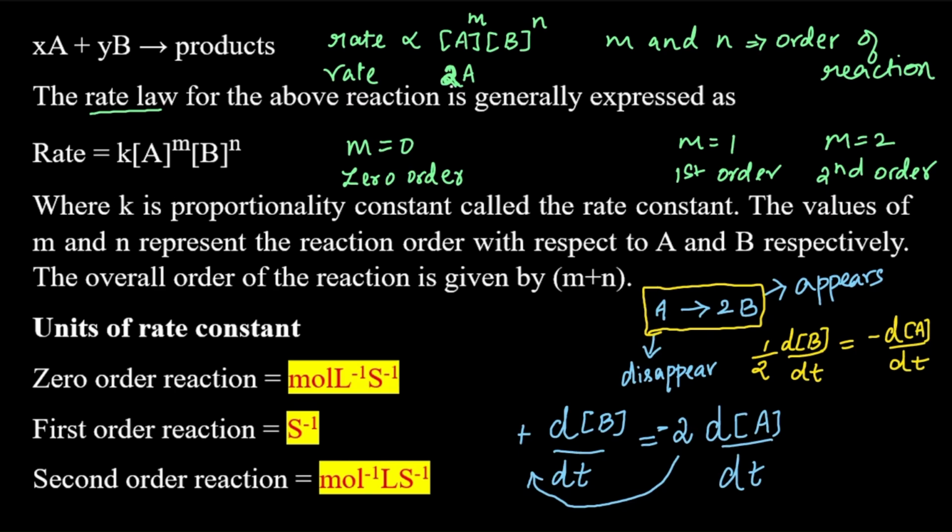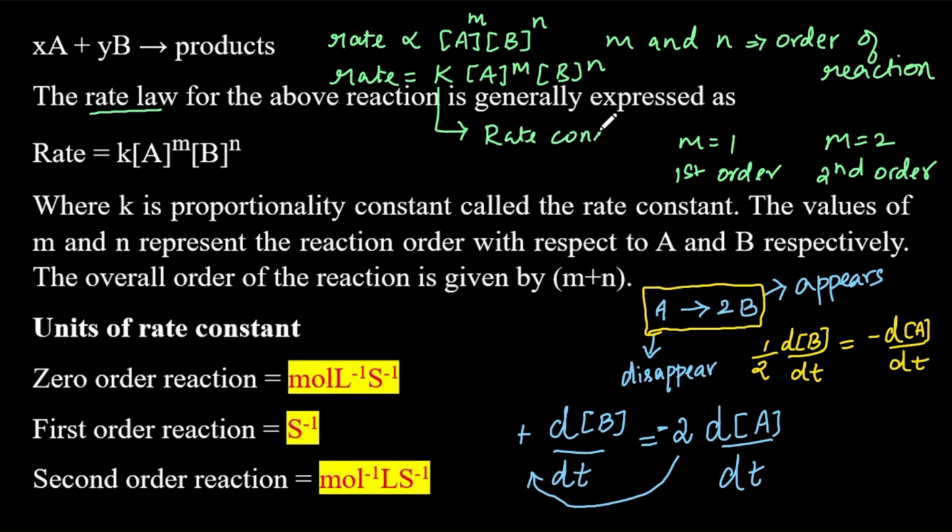So you are going to introduce the proportionality constant for this equation. Rate is equal to k [A]^m [B]^n. This k is called the rate constant. So the unit of rate constant for zero order reaction, first order reaction and second order reaction is given. For first order reaction, it is second inverse. For zero order reaction, mole liter inverse second inverse, and for second order reaction, it is mole inverse liter second inverse. So you may think how to find the unit of rate constant.